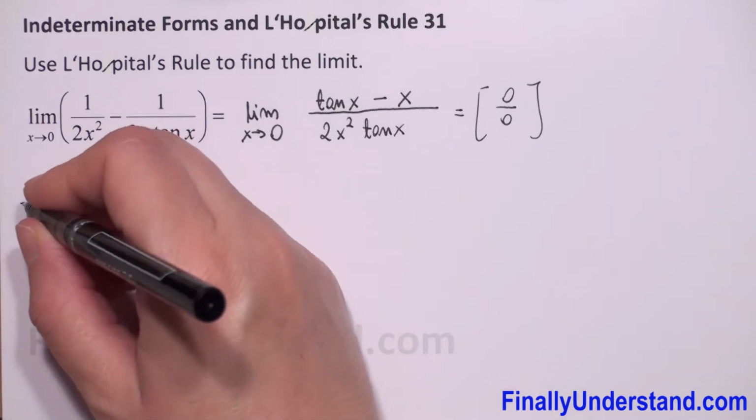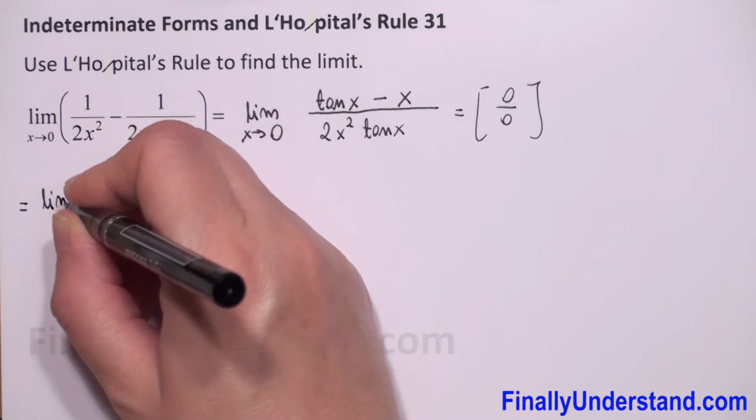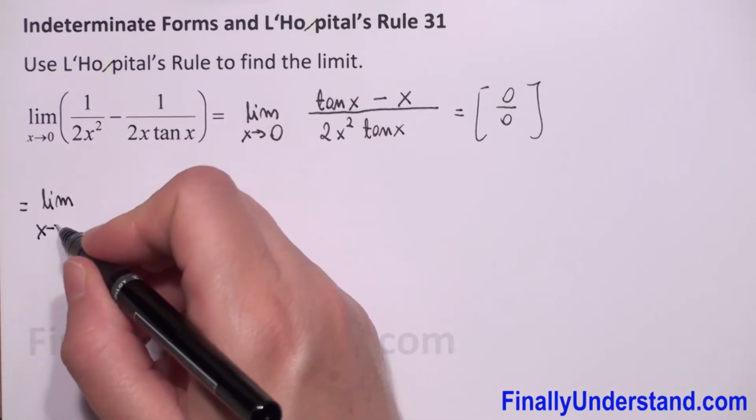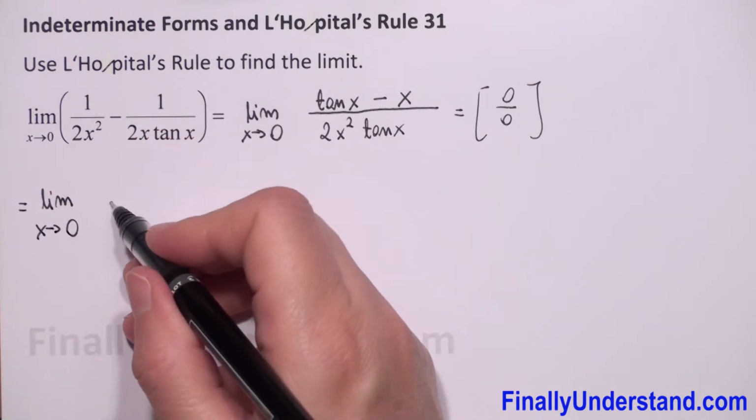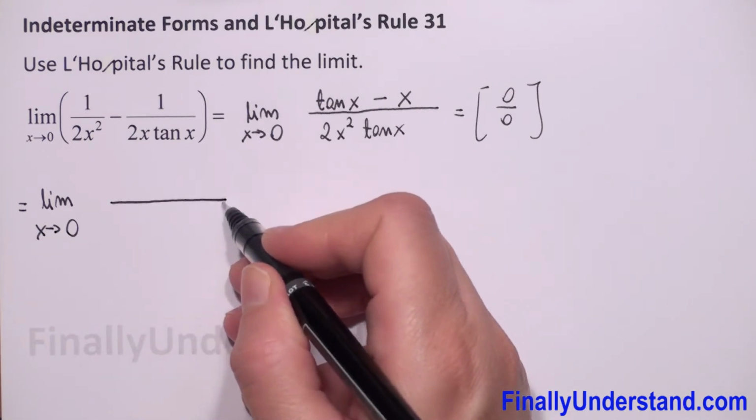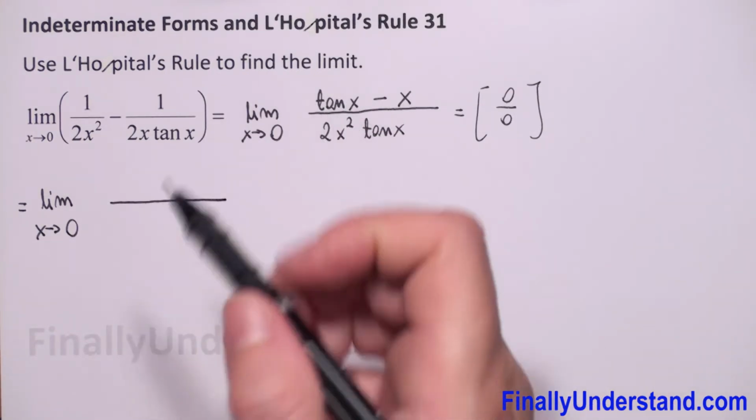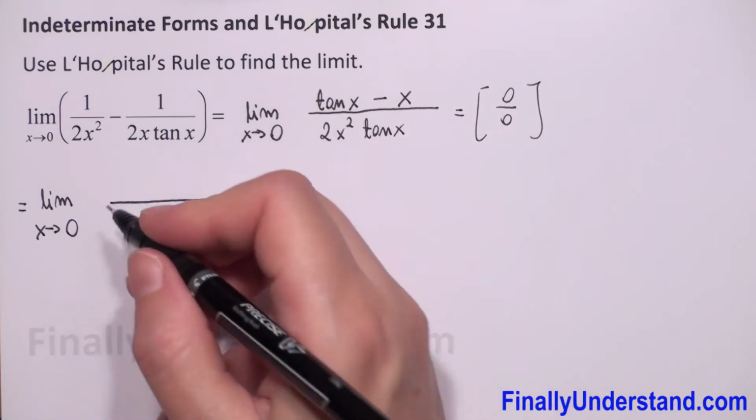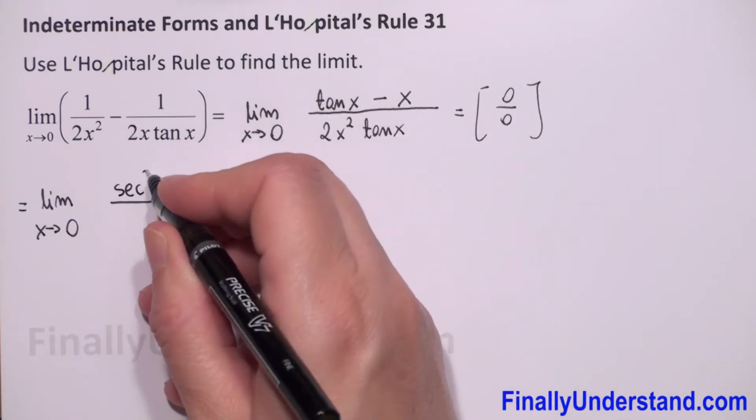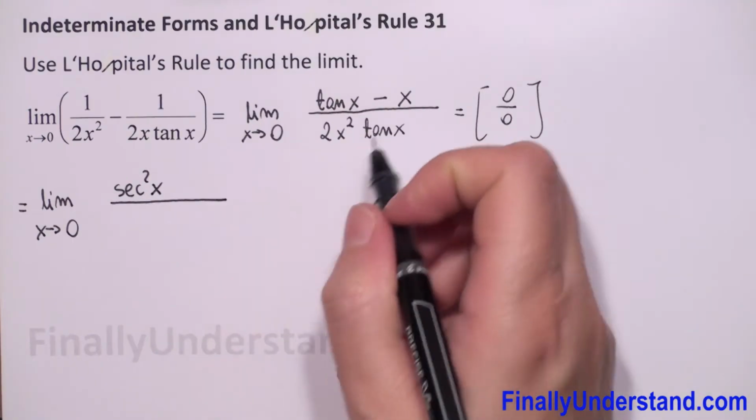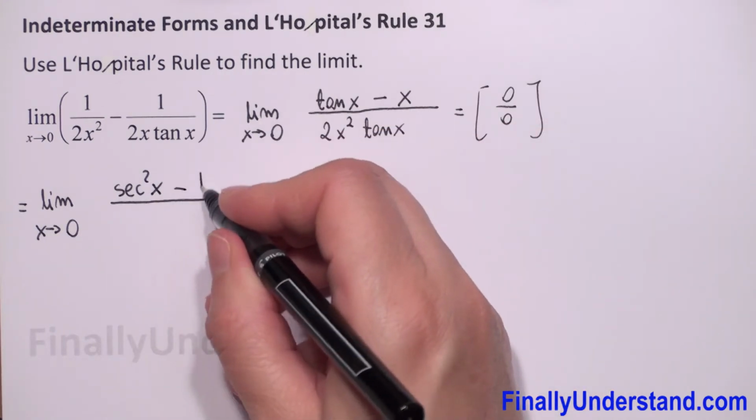It means we have to copy the limit as x approaches 0, and we have to find the derivative of the function which is in the numerator. Derivative of tangent is secant square of x, and derivative of x is 1.